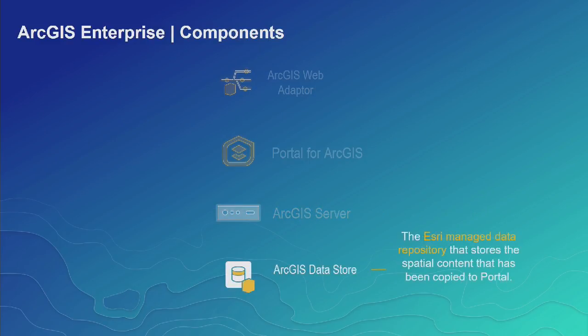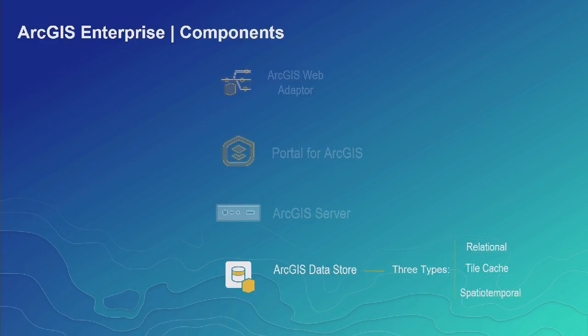Last but not least is the ArcGIS Data Store. Now this is an easy to install and use Esri managed data repository, and it stores any spatial content that's being shared to your portal for ArcGIS. It doesn't require a DBA, and all the administration is handled between server and the data store. So it makes it an easy option for organizations that want to provide feature service capabilities like web editing within their Web GIS if they don't have an enterprise geodatabase.